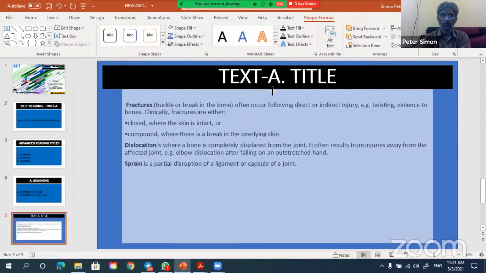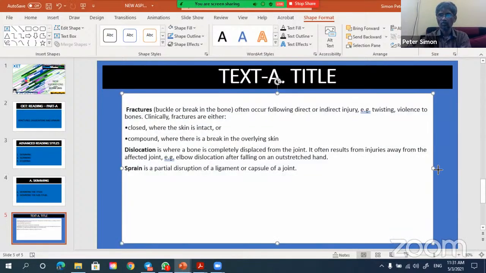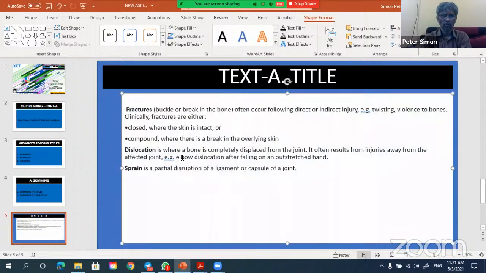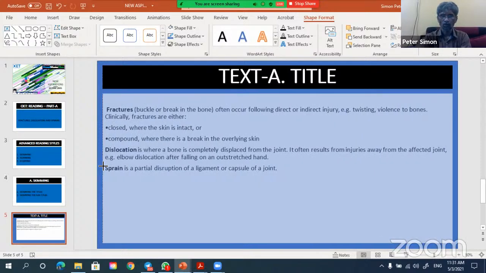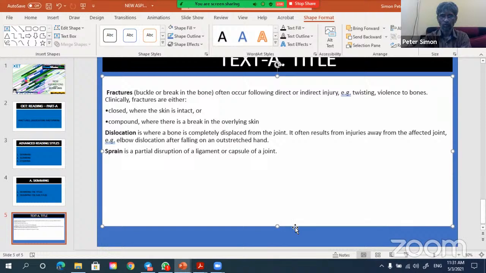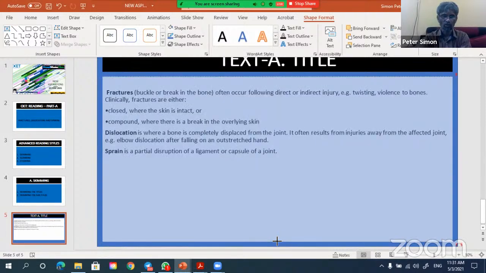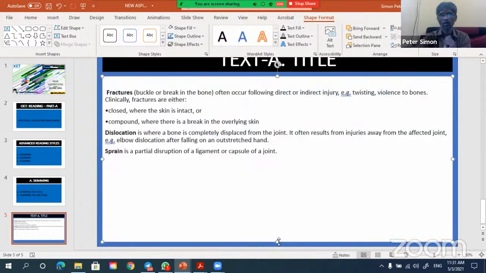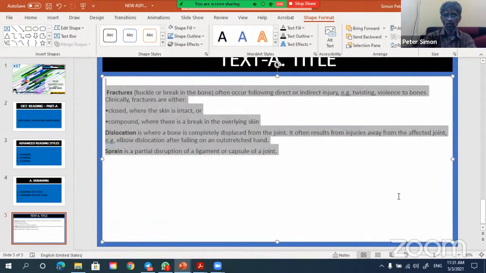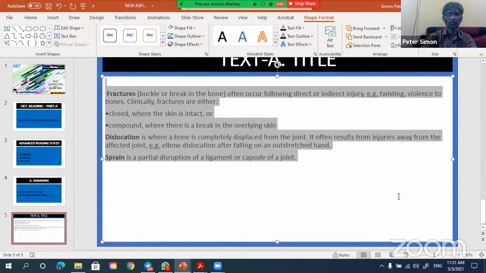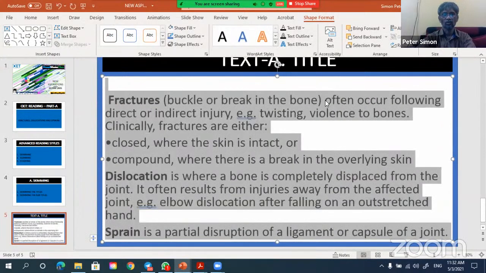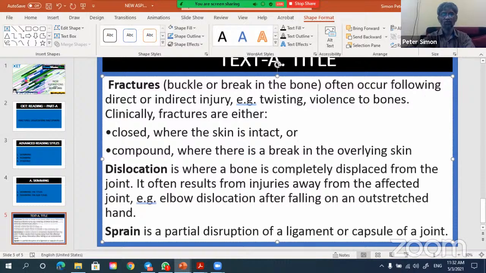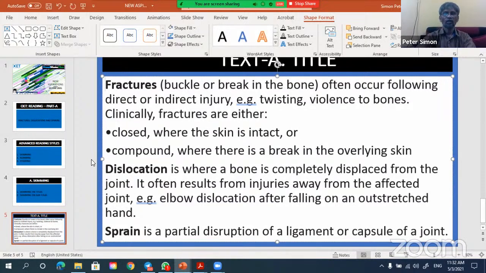Just bear with me for a few seconds, because we are making it a standard so that we can get a bigger font. The more the space, the bigger the font. So now see how nice it is.